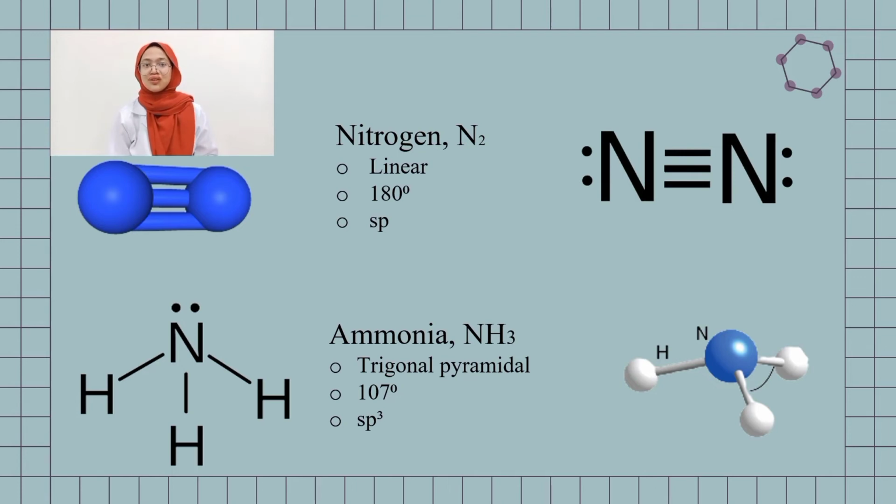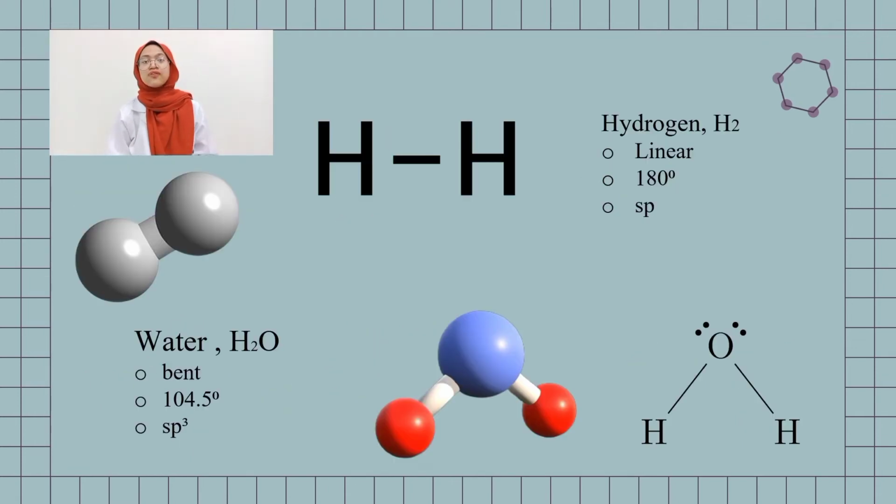Next, we have ammonia, which is NH3. First, look at the Lewis structure. We want to visualize those 3 hydrogens and the lone pair above the nitrogen. So, based on this, the shape of NH3 is trigonal pyramidal with an angle of 107 degrees. For hydrogen gas, this is the Lewis structure for H2 and it is in a straight line, so the molecular geometry is linear with an angle of 180 degrees.